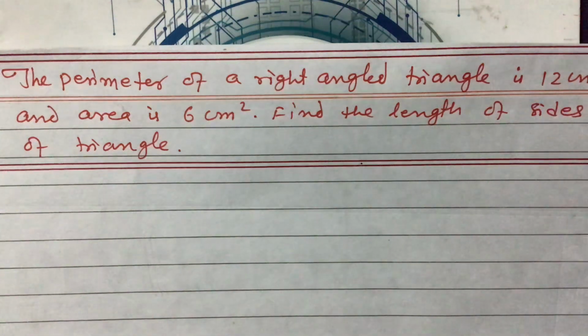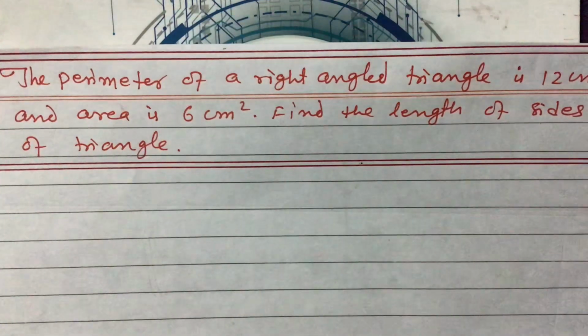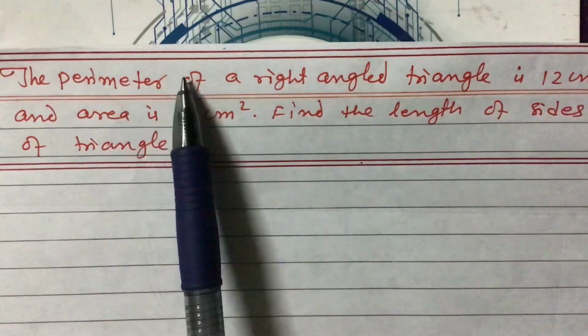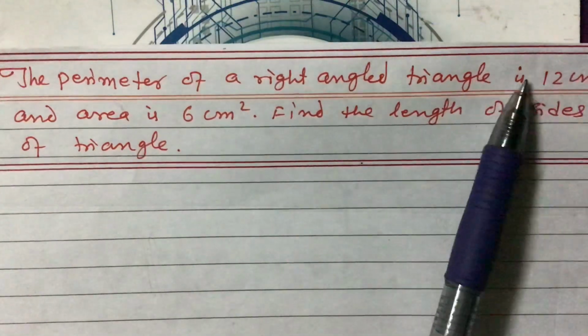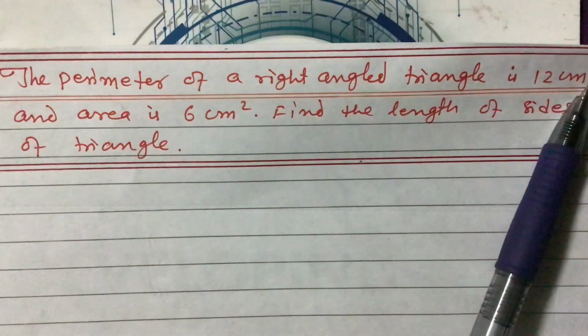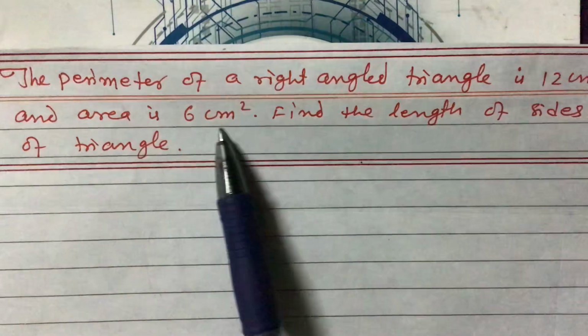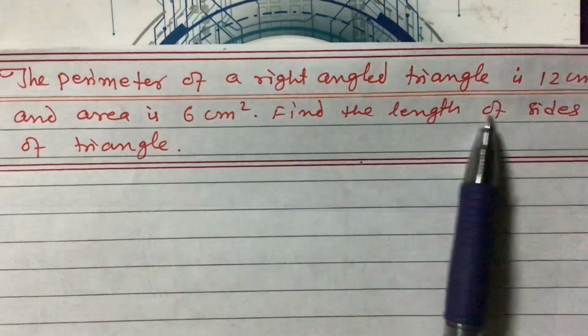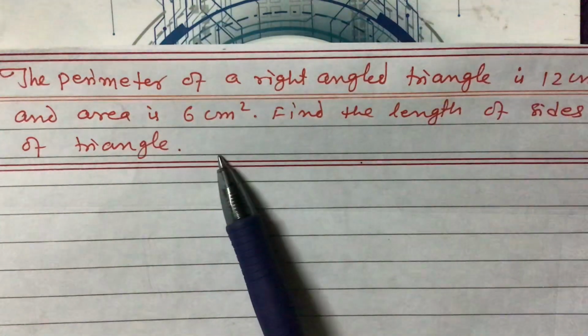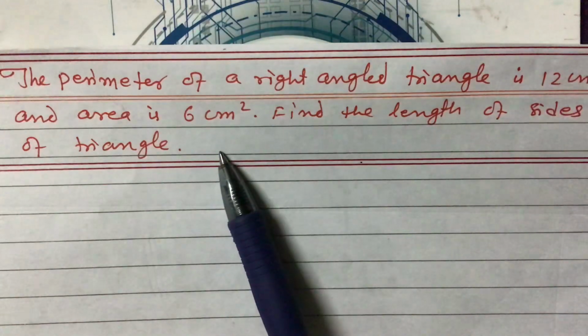Dear students, yesterday Nepali Babu had asked me one question related to area of triangle, and the question is like this: the perimeter of a right angle triangle is 12 cm and the area is 6 cm. Find the length of the sides of the triangle. Okay, now this is the question.